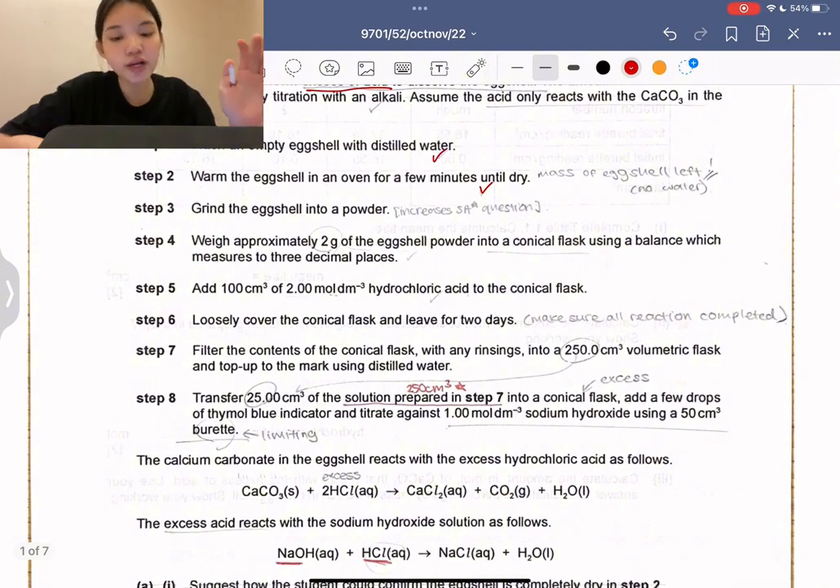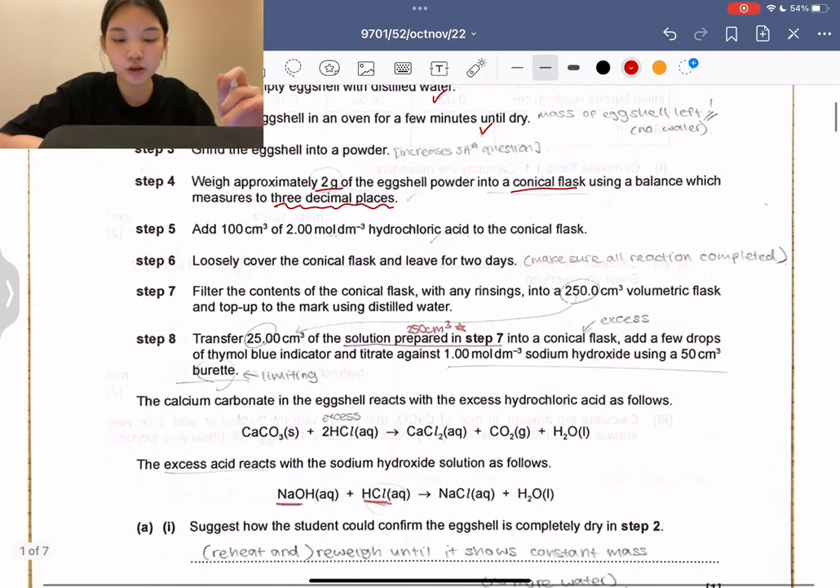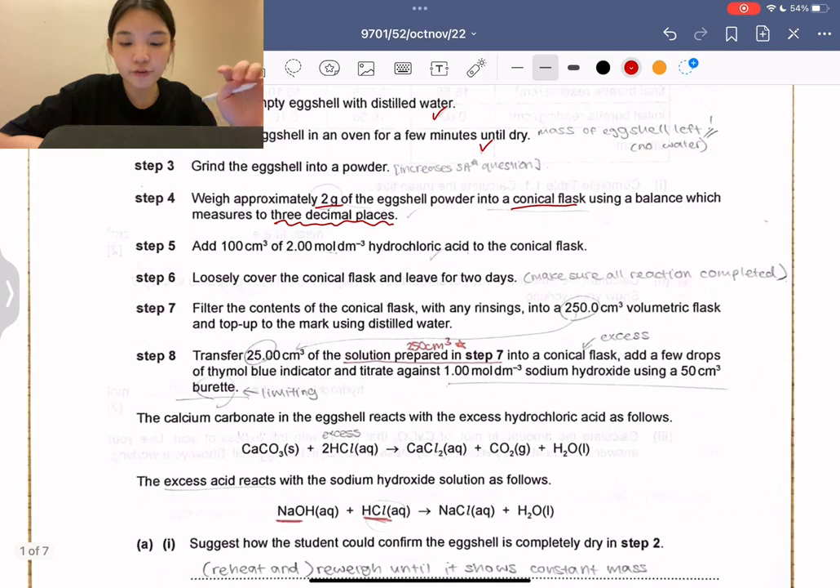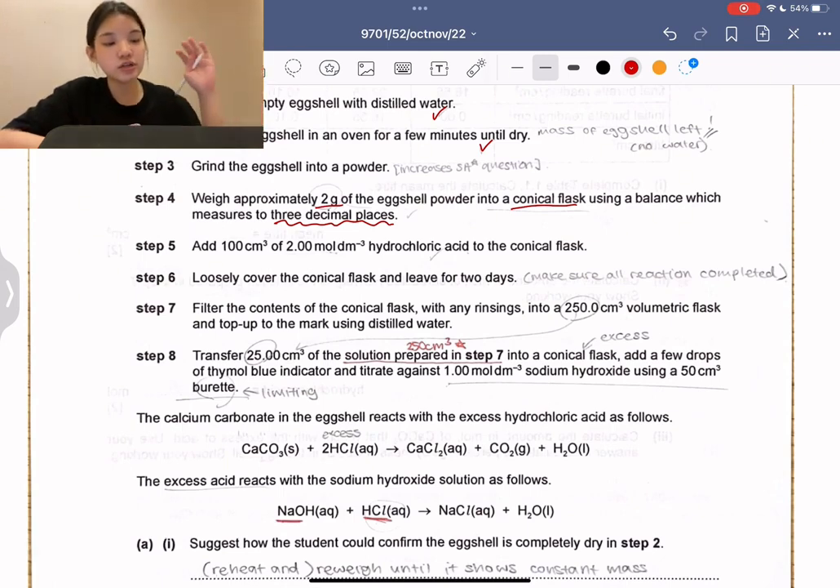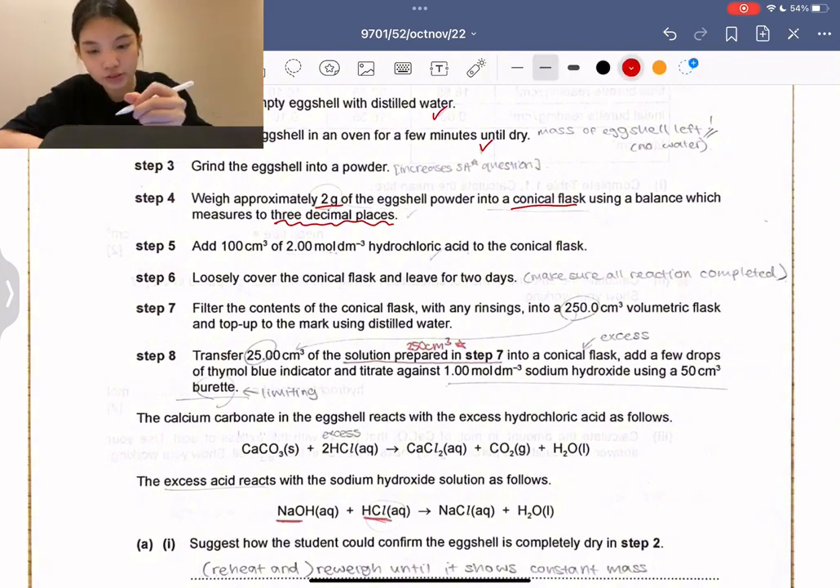Then step 4, weigh approximately 2 grams of the eggshell powder into a conical flask using a balance which measures to 3 decimal places. This 3 decimal places is going to be used in a later question. Then step 5, add 100 cm³ of 2 mol per dm³ hydrochloric acid to the conical flask. Then loosely cover the conical flask and leave for 2 days. This is to make sure that the reaction has been completed. So this is the first reaction.